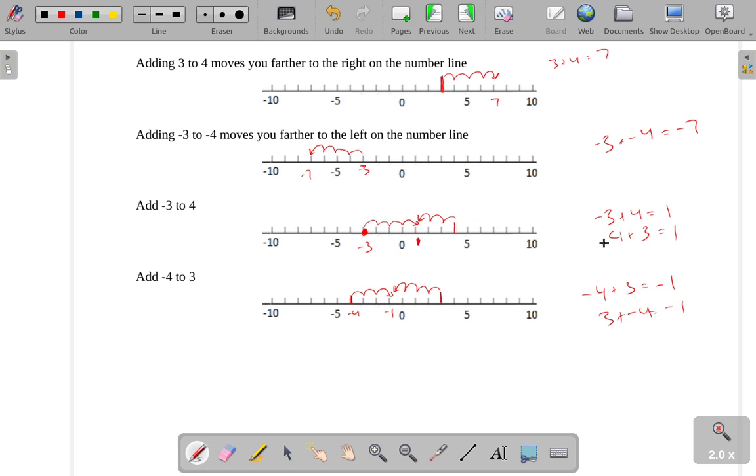But if they're opposite signs, they end up fighting each other, because the negative 4 wants to be over here, but the 3 wants to be over here. And you end up taking some sort of difference of the two of them. I'll discuss more about that in the next video.